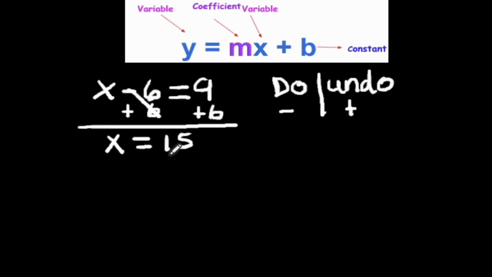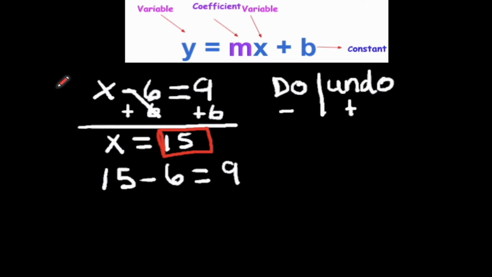Now, how do we know that 15 is the correct solution? Well, you can double check to make sure that your solution is correct by plugging it back into the original equation. Where x is, you are going to replace it with 15. So 15 minus 6 does indeed equal 9. That means x equals 15 is a true statement.